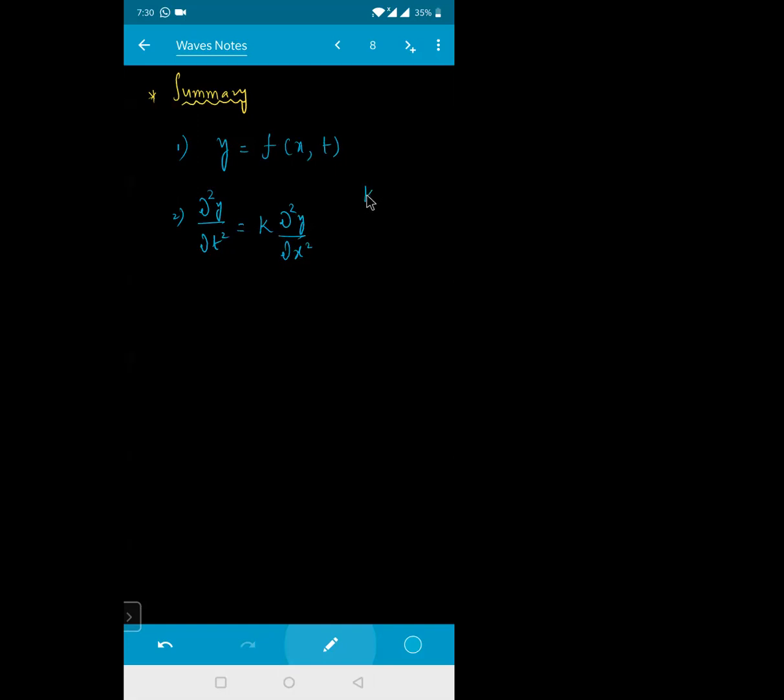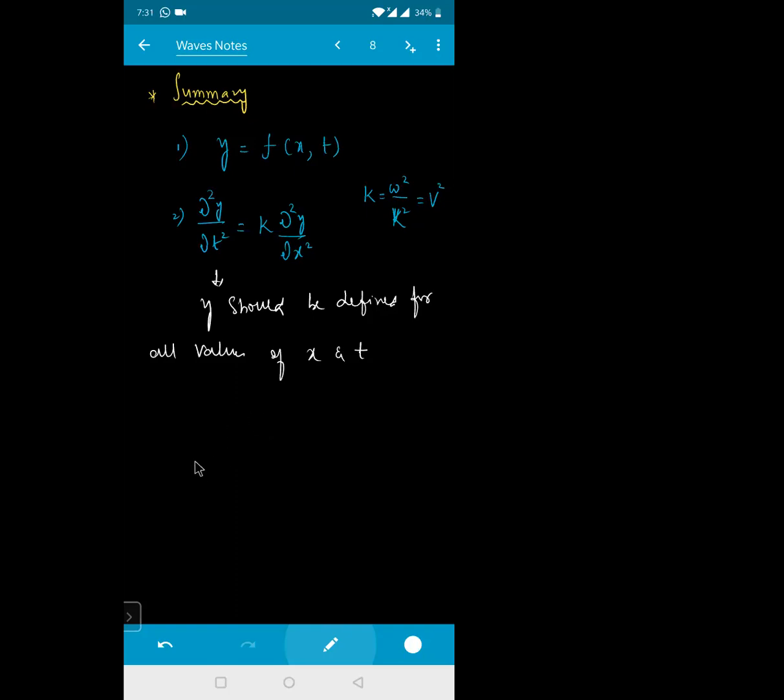This value of k is how much? Just now I got k equal to omega square divided by k square, that is equal to v square. And whenever you are taking this equation, y should be defined, as I told you in the last class, for all values of x as well as t. Then only it can be said to be a wave equation. Clear for everyone?